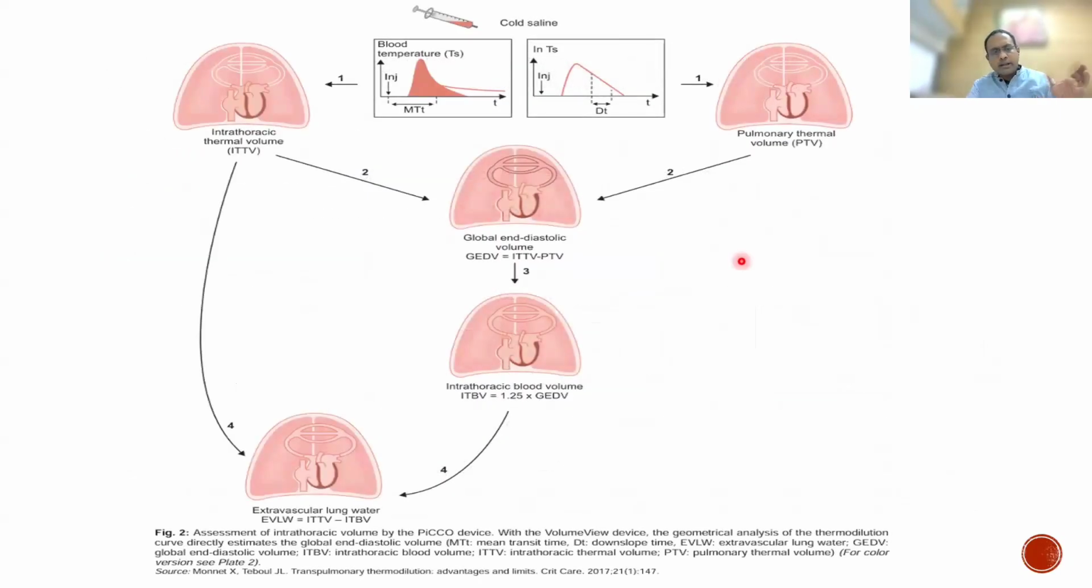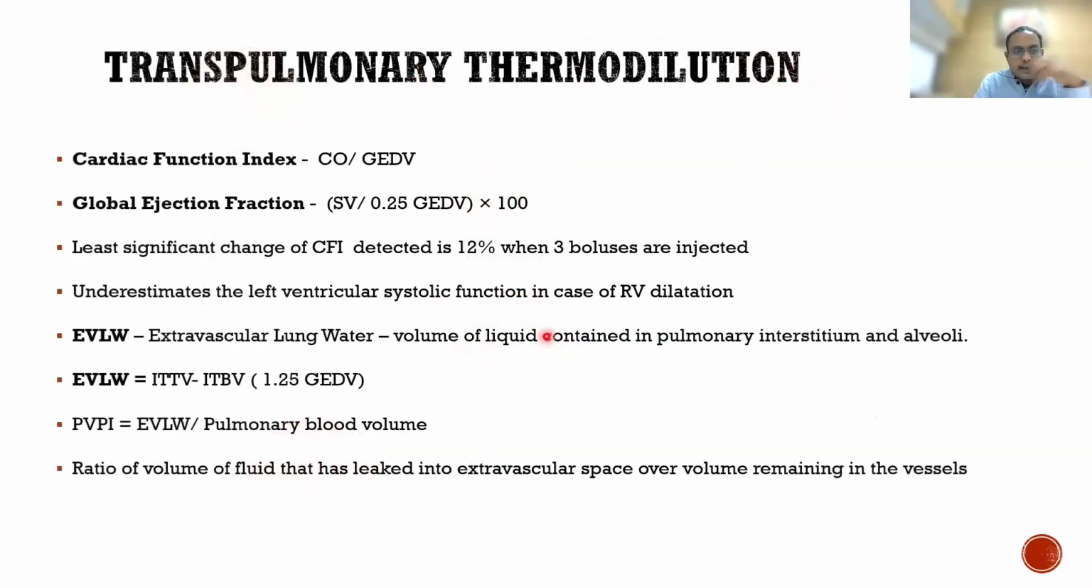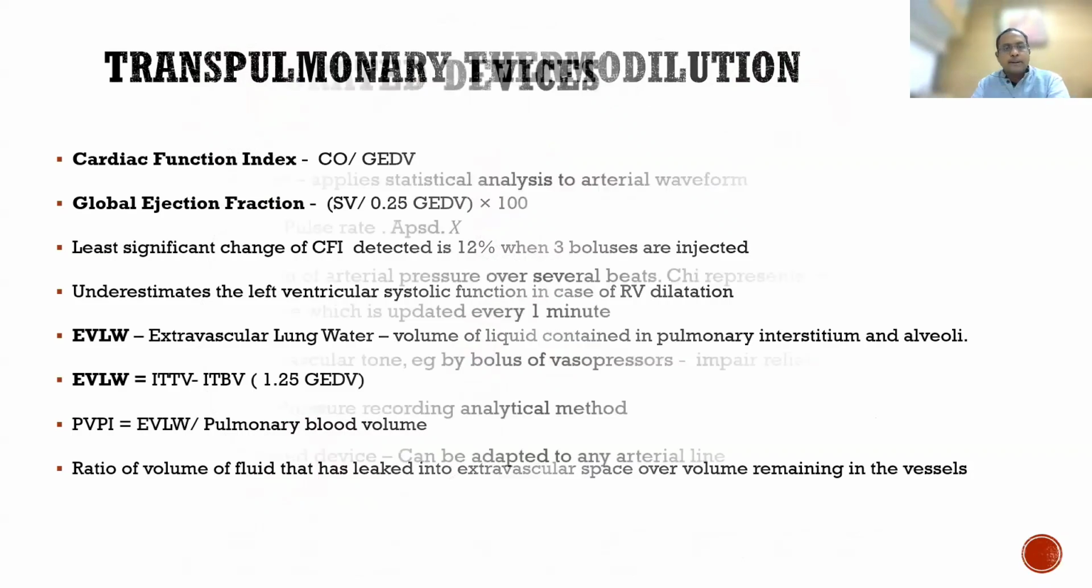I'll not go into the detail, but the important point is the extravascular lung water and the pulmonary vascular permeability index. These two parameters give us how much fluid is there in the lung, and how much of the fluid is because of hydrostatic edema, an increase in hydrostatic pressure or cardiogenic edema, and how much of that fluid is because of non-cardiogenic pulmonary edema. So these measurements can be used, and this is a less invasive way. Extravascular lung water is calculated as intrathoracic thermal volume minus intrathoracic blood volume, which we get from these monitors.